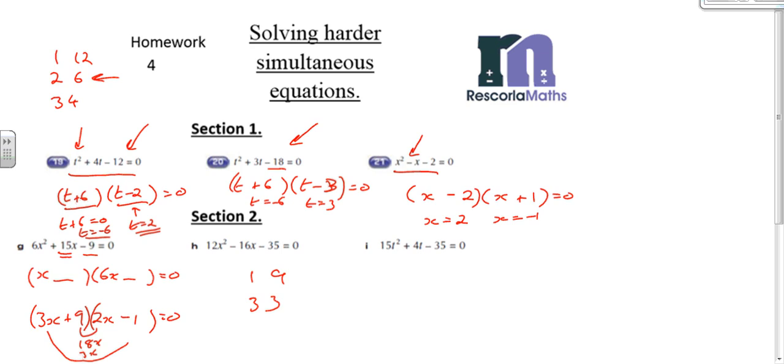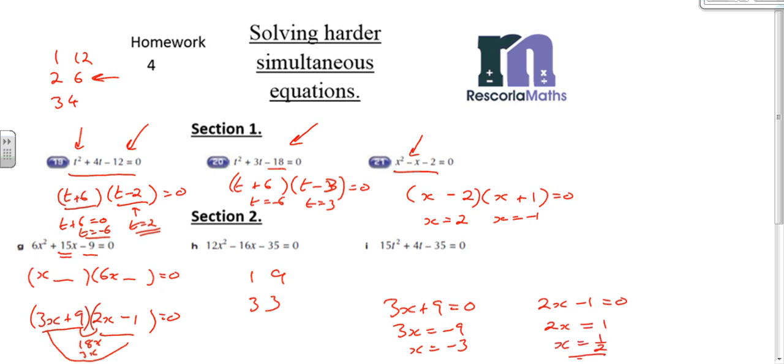So now what we do is we make this bracket equal to 0. So we've got 3x plus 9 equals 0, and if we solve that, 3x equals minus 9, so x equals minus 3. Then we've got to do the same for this one. So we make 2x minus 1 equals 0. We get the 1 over, so 2x equals 1, x equals 1/2. So these are the two solutions here. It's not easy, but well done if you got that one.